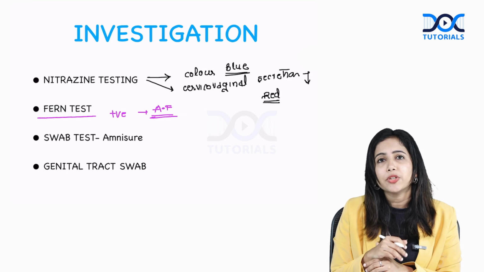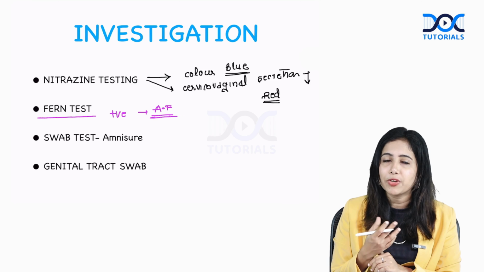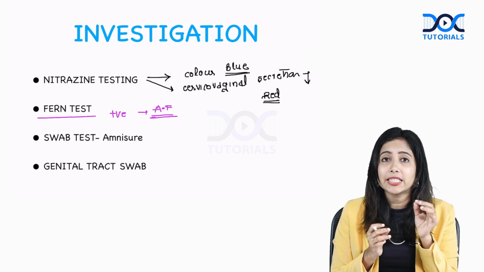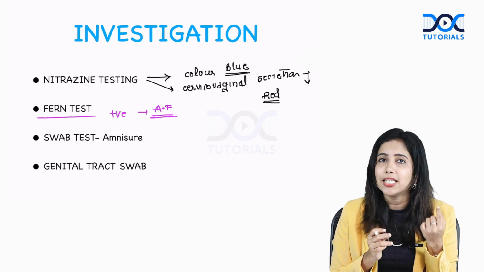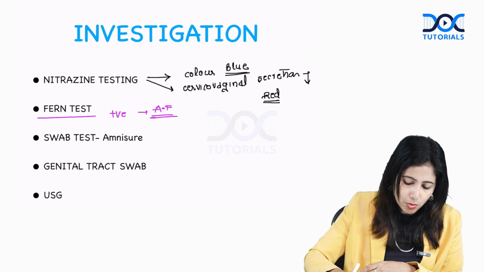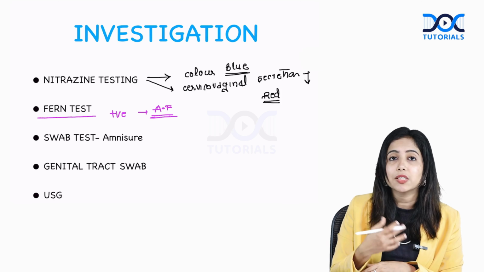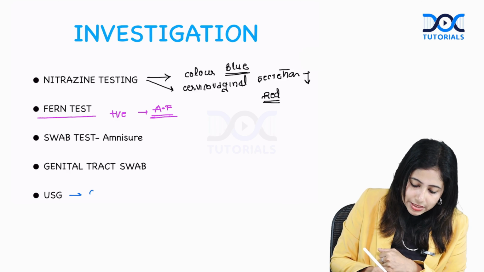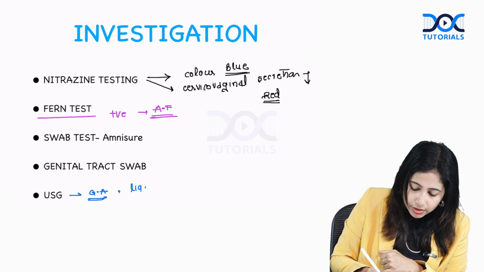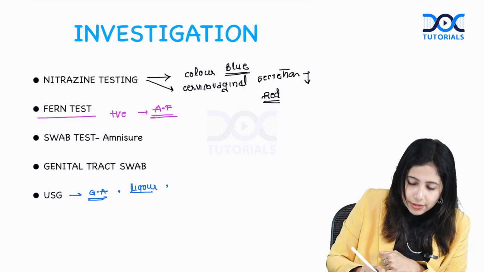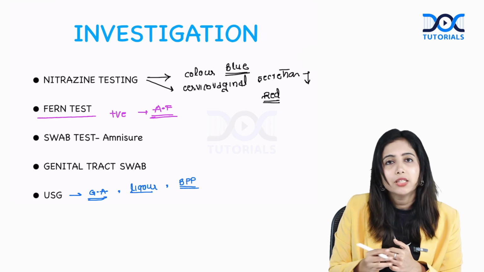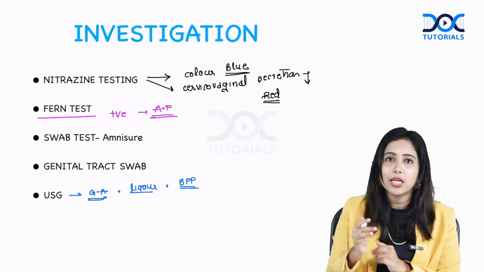Genital tract swabs are usually taken because, as we discussed, the risk of infection is there. Whenever a patient has PPROM, we usually take vaginal swabs as well to detect any infection. Okay, so these are the investigations that we perform. Finally, you can do an ultrasound. Ultrasound will tell you the gestational age of the baby, the liquor around the baby, and if there is any fetal distress, which can be seen with biophysical profile. So all these things can be checked along with ultrasound.